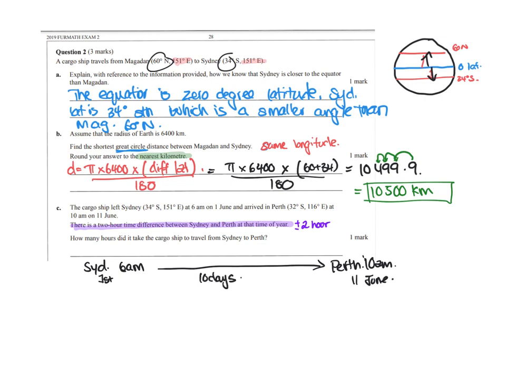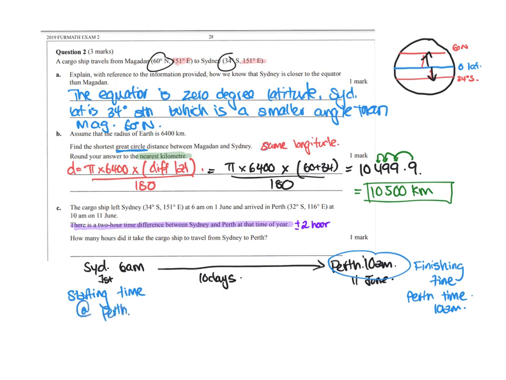But we have got to be careful. They said there's a 2-hour time difference. So because this is the finishing time, and it's in Perth time, they're saying it's in Perth and it's 10 a.m. What I suggest you do is find out what the starting time is at Perth. When we started, what was the time at Perth?